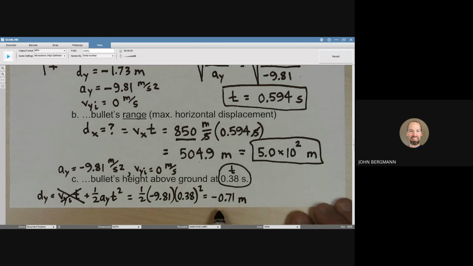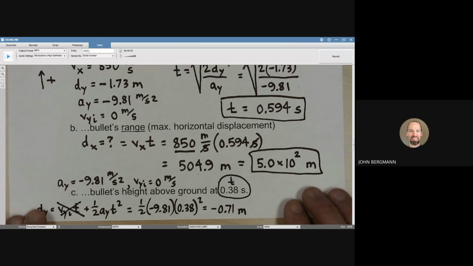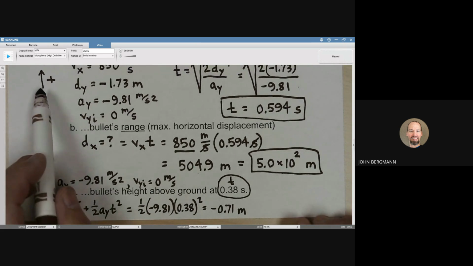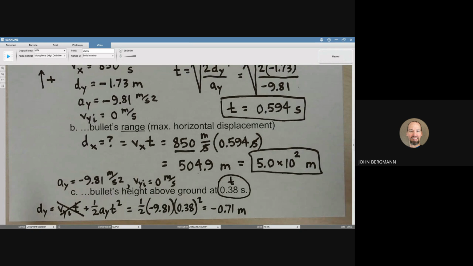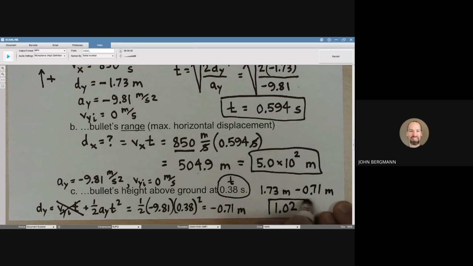Notice that it comes out negative because the bullet is falling down, and if you can see at the top left corner of the screen there, we chose upward to be positive, so it shouldn't surprise us that the bullet displaces in the negative direction. That is how far downward it's fallen. But the question here is, what's the bullet's height above the ground? It started at a height of 1.73 meters above the ground, and it's fallen downward 0.71 meters, which means at the time in question, the height above the ground for this bullet is 1.02 meters.